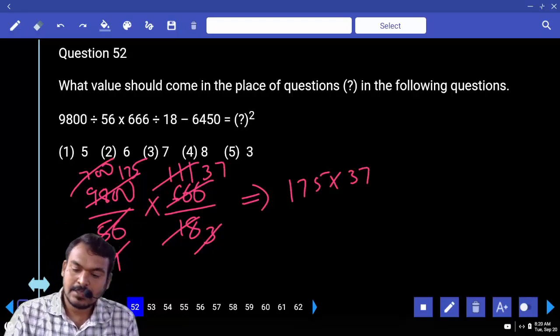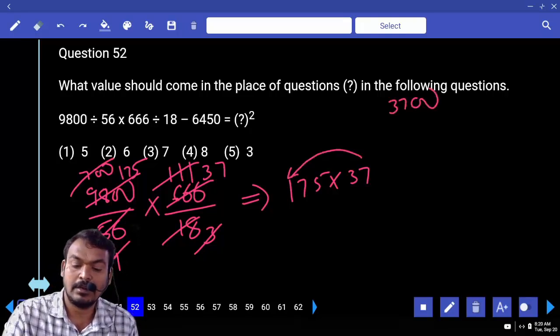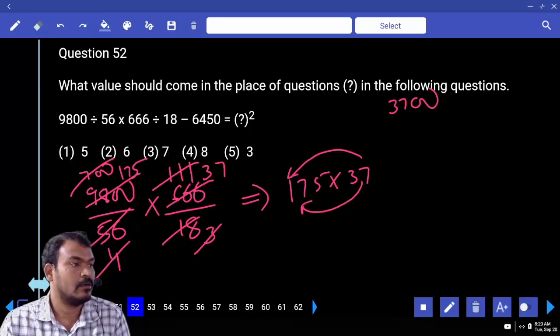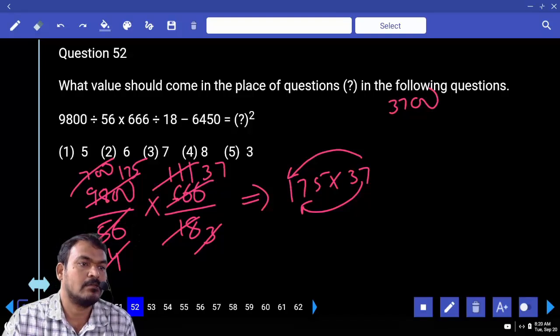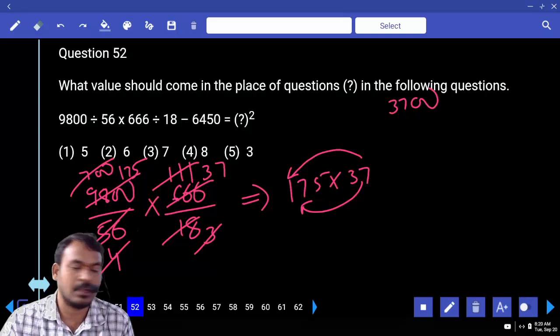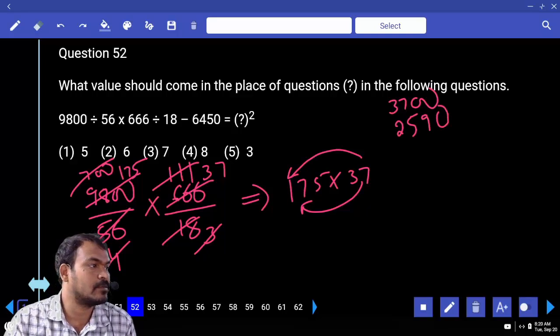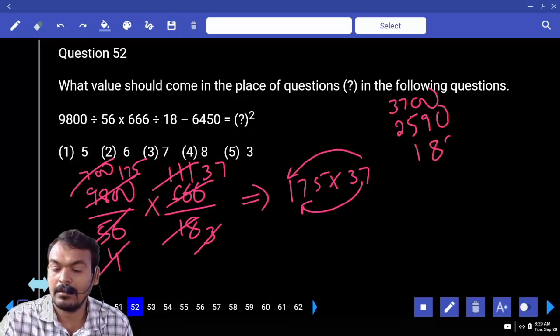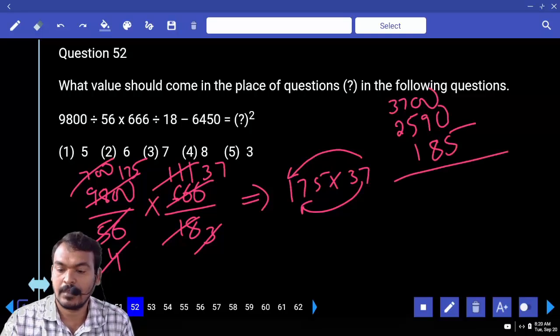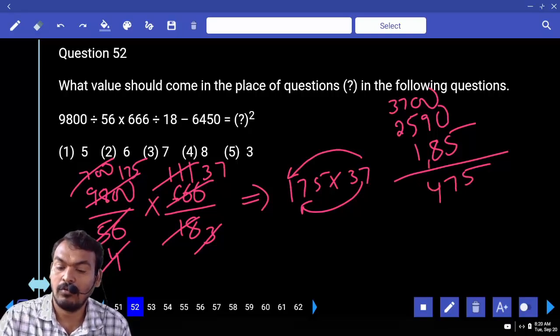37 into 100 times is 3700. 37 into 7 times is 2590. 7 30s are 210, 7 7s are 49, 2590. 37 5 times is 185. Values are adding. 90 plus 85, 175. 1 carry. 7 plus 7, 14. 3 plus 2 plus 1, 6.